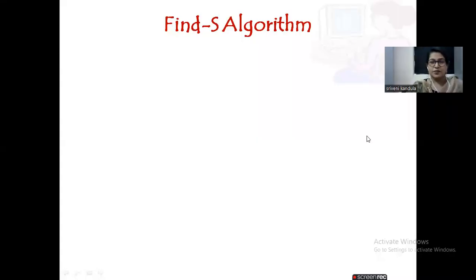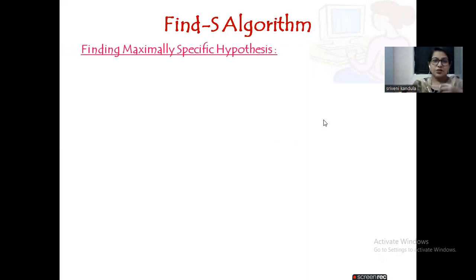Welcome back everyone. In this class, let us discuss the Find-S algorithm, which is a very basic algorithm in machine learning. The S in Find-S stands for specific. The aim of this algorithm is finding a maximally specific hypothesis.